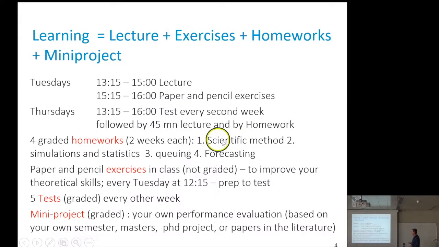The labs will be on 4 topics. The one that we'll cover today is what we call the scientific method. We'll talk about that a bit later. Then simulation and statistics, a bit of queuing theory, and a bit of forecasting.